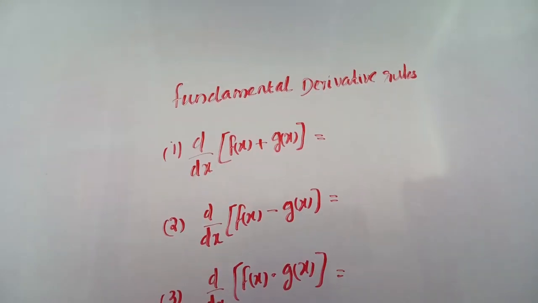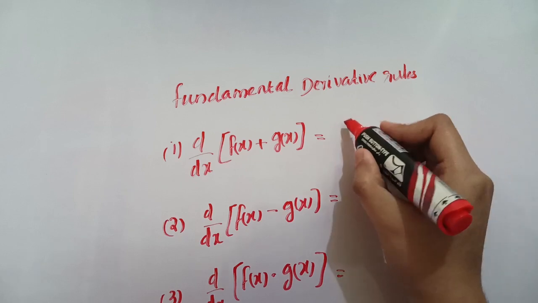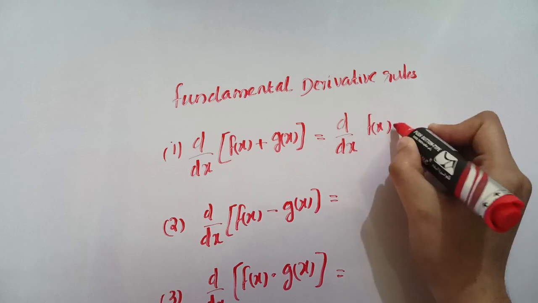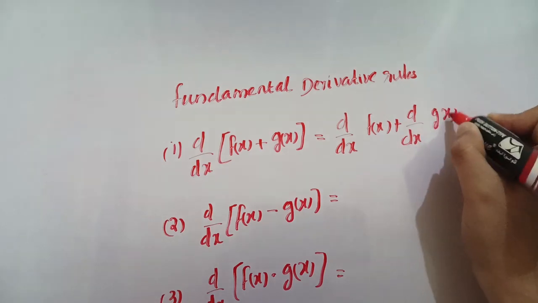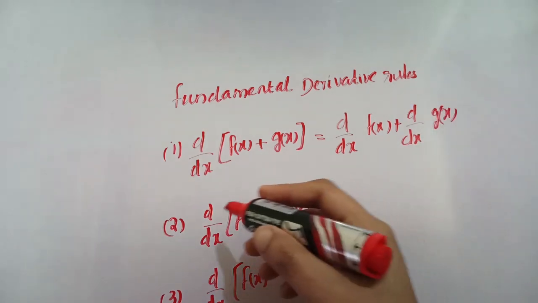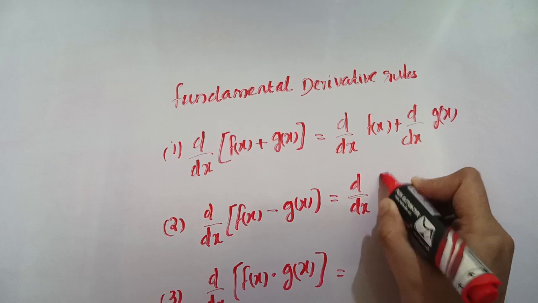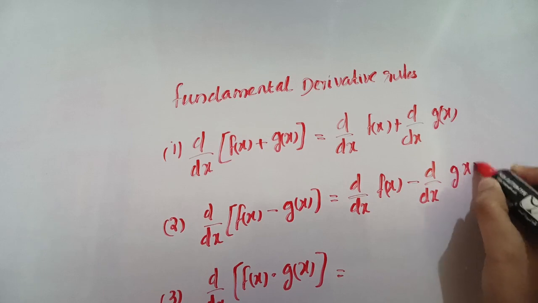Next, we can look at the fundamental derivative rules of functions. Let f and g be two functions such that the derivatives are defined in a common domain. Then first one, d by dx of f of x plus g of x is equal to d by dx of f of x plus d by dx of g of x. Next, d by dx of f of x minus g of x is equal to d by dx of f of x minus d by dx of g of x.